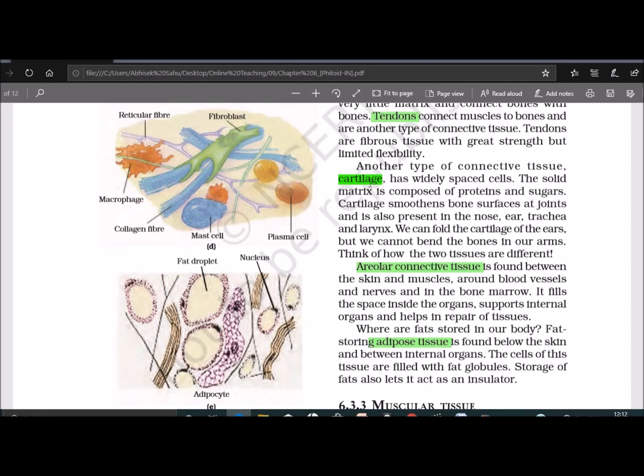It is a widely spaced cell matrix composed of protein and found in the nose tip, ear, etc. And it provides support and gives flexibility and shape to the body part.